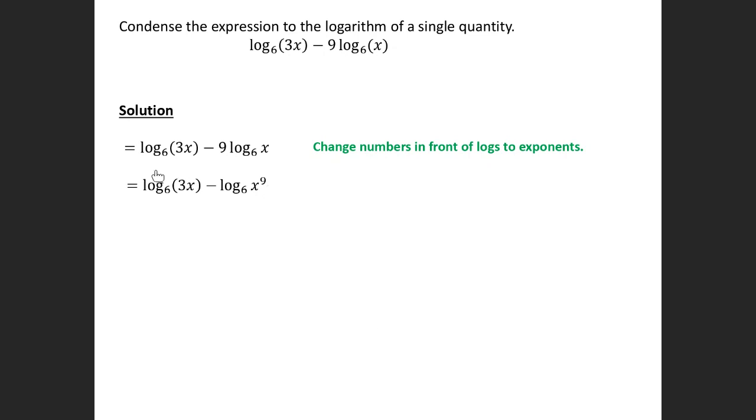And now you want to ask yourself, okay, what is happening with these logarithms? They're being subtracted. So that means that I'm either going to multiply or divide. So subtraction means that we're going to be dividing. So we're applying the quotient rule backwards, right? So we're going to take the log base 6 of 3x divided by x to the 9.